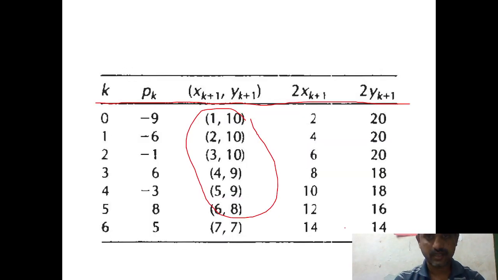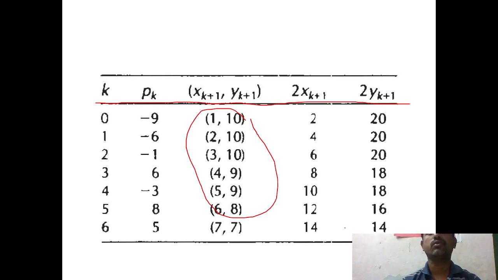So now 1 comma 10. That is the next: 10 comma 1, 10 comma 2, 10 comma 3, 9 comma 4, 9 comma 5, 8 comma 6, 7 comma 7. Then next minus 1 comma 10, minus 2 comma 10, minus 3 comma 10, minus 4 comma 9, minus 5 comma 9, minus 6 comma 8, minus 7 comma 7. Next, minus y comma x comma y. Minus 1 comma 10, minus 2 comma 10, minus 3 comma 10, minus 4 comma 9, minus 5 comma 9, minus 6 comma 8. Then 10 comma minus 1, 10 comma minus 2, 10 comma minus 3, 9 comma minus 4, 9 comma minus 5, 8 comma minus 6, 7 comma minus 7.